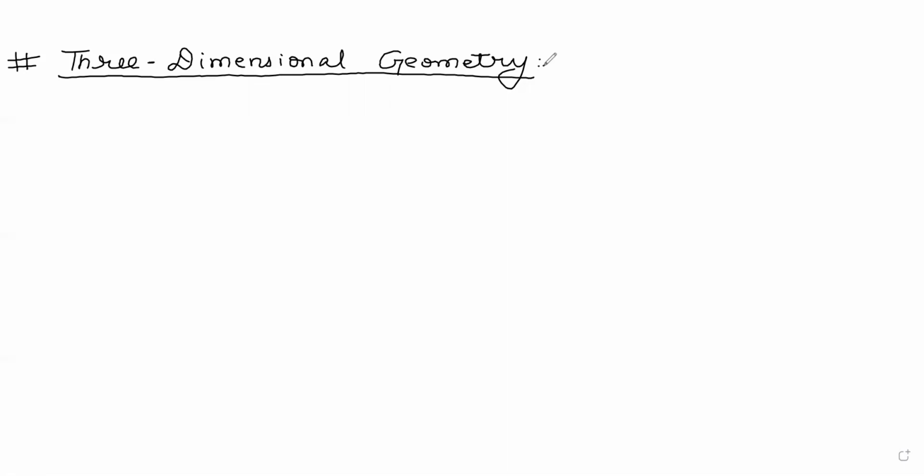In this particular lecture, we intend to solve questions from exercise 11.1 of NCERT, which is based on the concept of direction ratios and direction cosines of a line in the 3D space. So let's look at question 1.